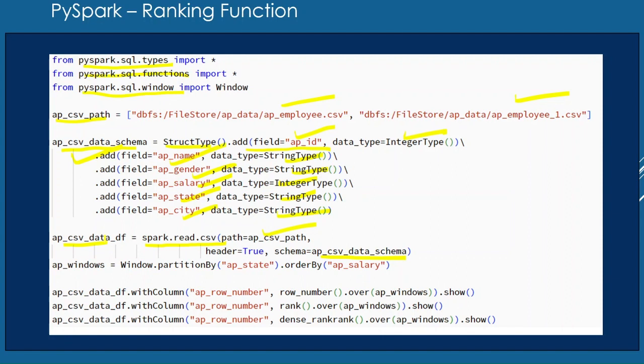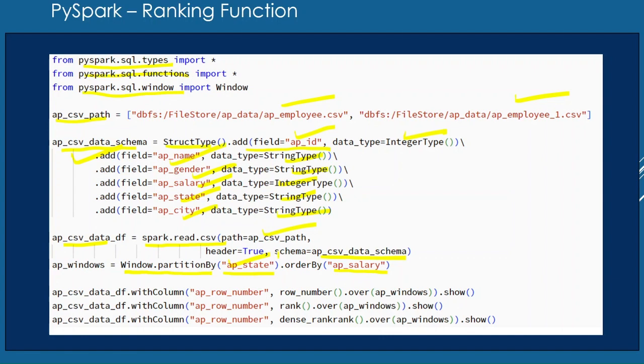Once this data frame gets created, we call this Window.partitionBy function. On which column are we doing partitionBy? We are doing partitionBy based on the state, and we are ordering by the salary. So it will create a window partition based on the state, and within each partition created for a state, what is the salary order of that particular state?